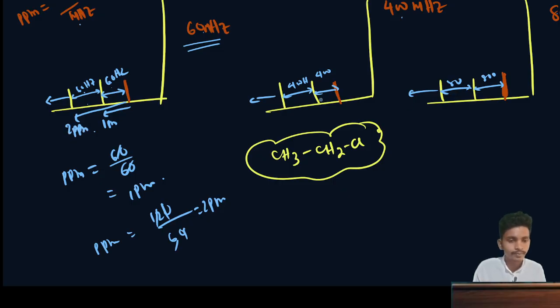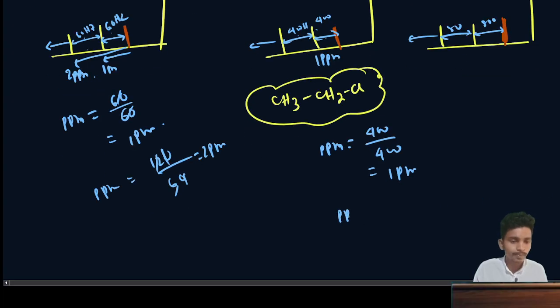Similarly in this case, ppm is parts per million. Here the precession frequency is 400, and the instrument is also 400. So again you get 1 ppm. And for this case, 400 plus 400 is 800, and the instrument is 400, so again you get 2 ppm. So this is also going to be 2 ppm.